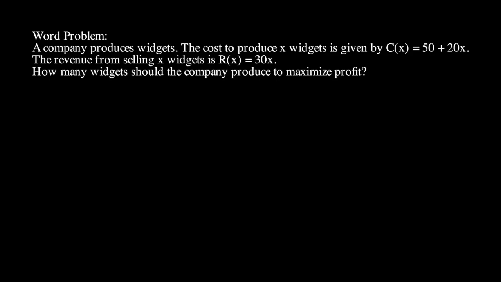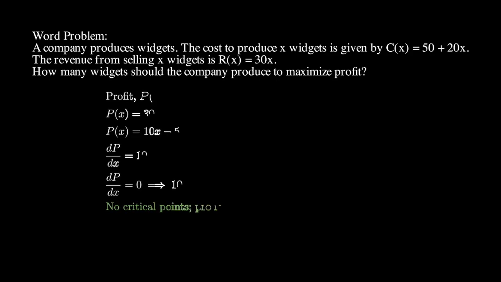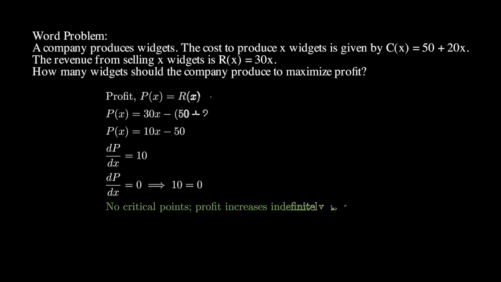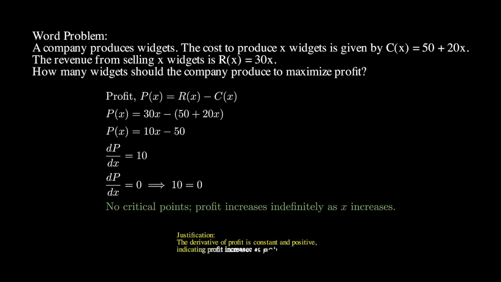Let's explore the first method, the algebraic approach. First, we define profit, P of x, as revenue minus cost. Substituting the given functions, profit equals 30x minus the sum of 50 and 20x. Next, we can take the derivative of the profit function with respect to x. The derivative is constant 10. Setting the derivative equal to 0 to find critical points gives us 10 equals 0.